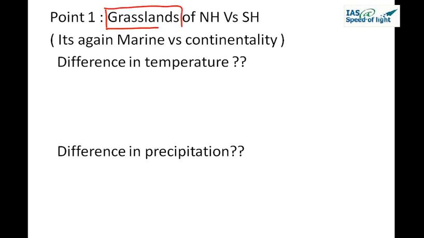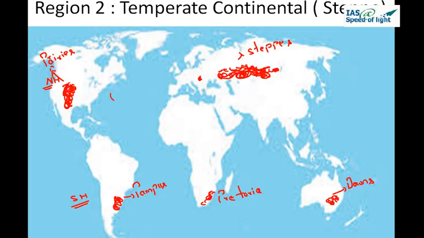Okay, so whatever regions we have marked here on the world map, these are the regions of grasslands. Starting from North America, famously known as the prairies, then the steppes in Eurasia. In the southern hemisphere it is the Pampas, the Veld, and the Downs in Australia.